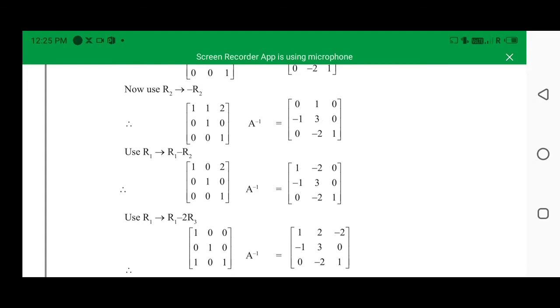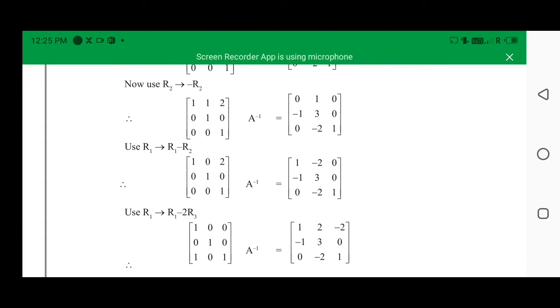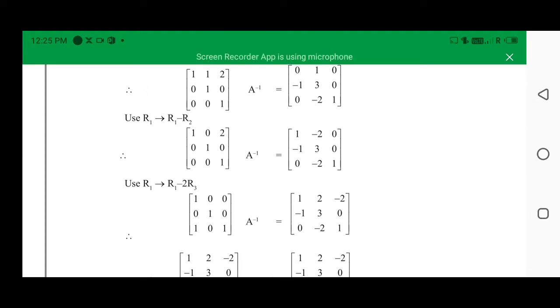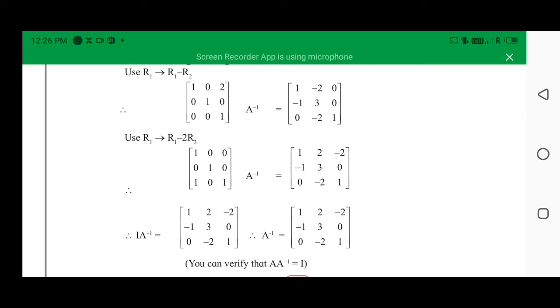I use R1 tends to R1 minus R2, 1, 0, 0, 1, 0, 1, 0, 0, 0, 1. That matrix will be as it is. Now, because we are changing R1, R1 we have to change, and R2 and R3 will be as it is. Now use R1 tends to R1 minus 2 R3, so that element will become 0. So it will become 1, 0, 0, 0.